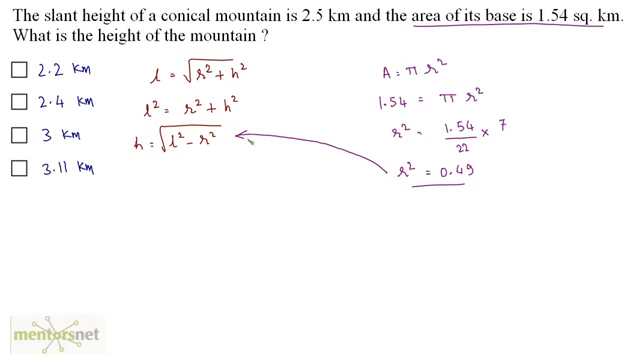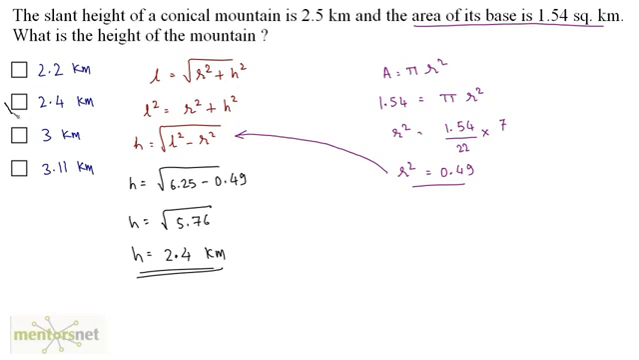Now this value of R square can be put into this equation to get the value of H. So H is equal to the square root of L square, that's 2.5 square. Well, 2.5 square is equal to 6.25, minus the value of R square, that is 0.49. So H is equal to the square root of 6.25 minus 0.49, and 6.25 minus 0.49 is equal to 5.76. Now we have to take the square root of 5.76, and if you calculate that, you will get the value as 2.4. So the height of this conical mountain is 2.4 kilometers. So option B is the correct answer.